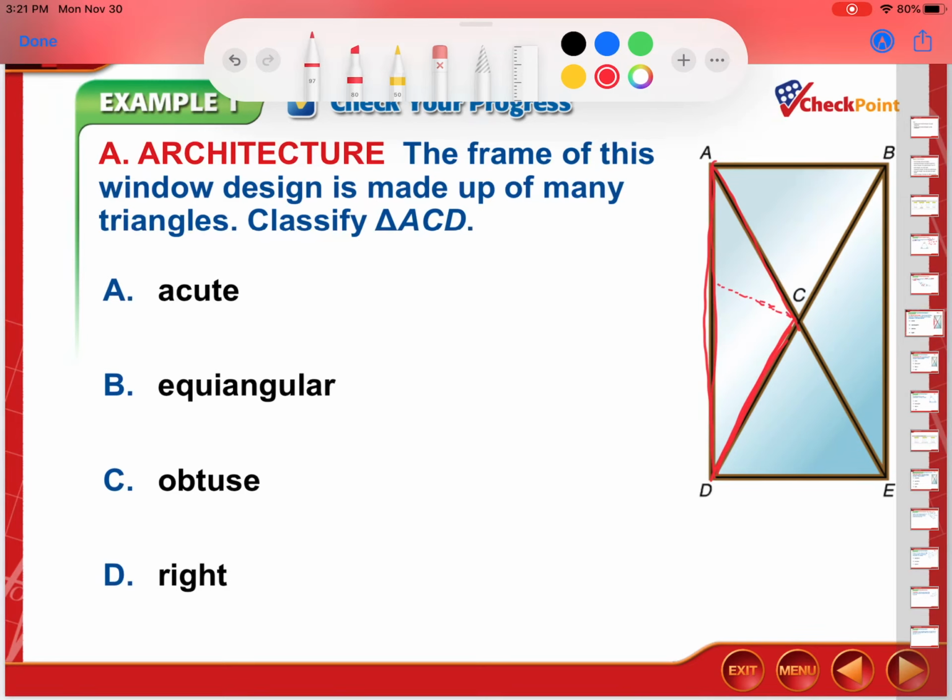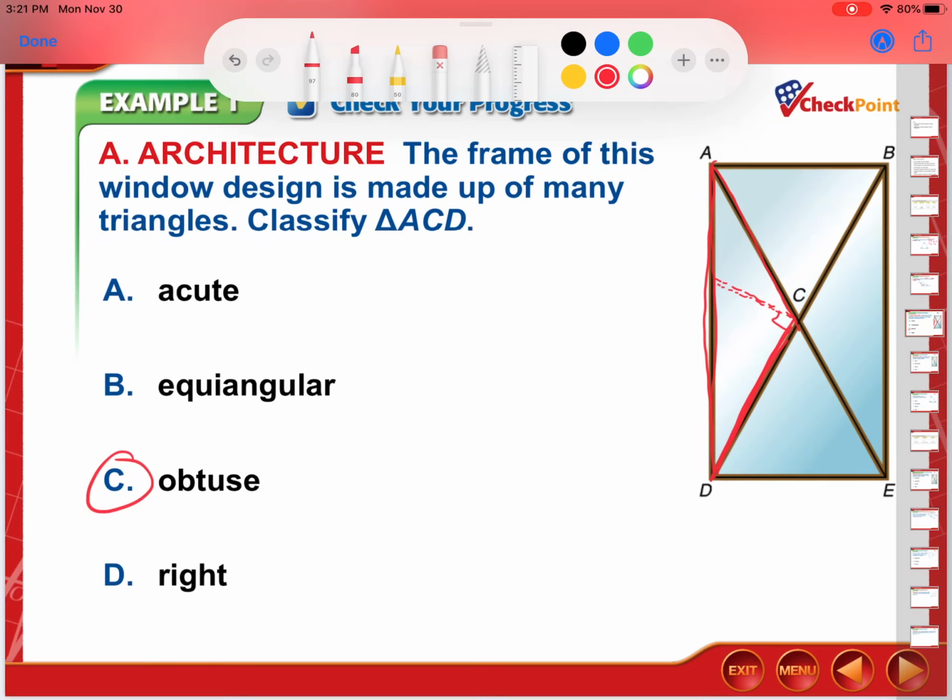I believe that to be obtuse, because if I was to make a 90-degree angle, it would kind of cut right in there somewhere. So it looks like it's bigger than 90 degrees. So I'm going to say this one's obtuse. I know it's not equiangular because they're not all the same. ACD is clearly different. And I don't see a right angle, so I don't believe it can be a right triangle.